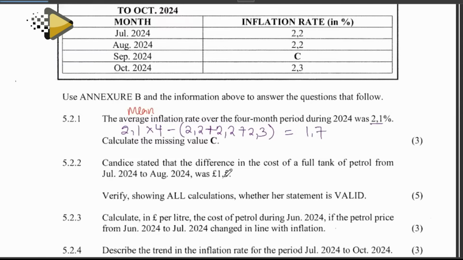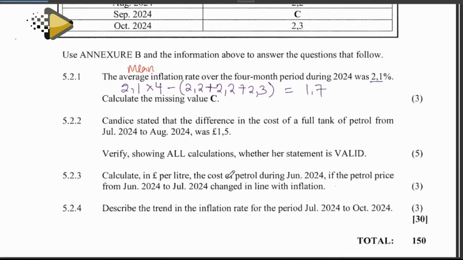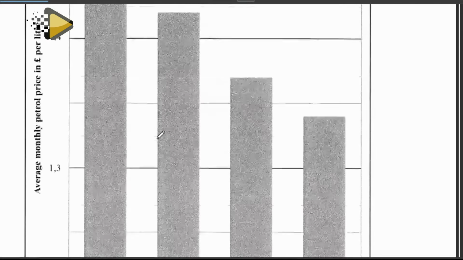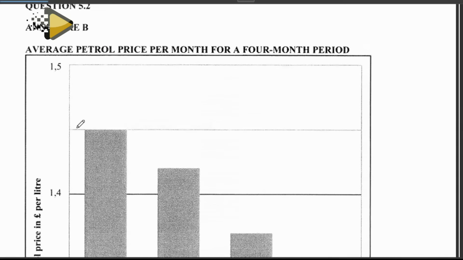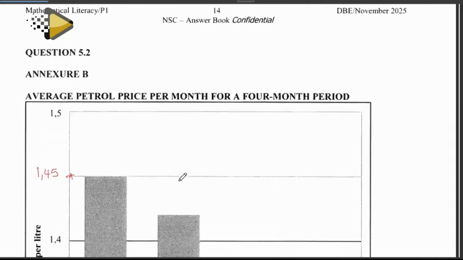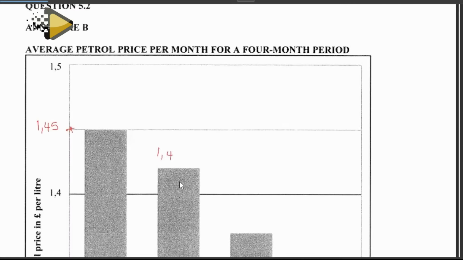Okay. Cassidy stated that there is a difference in the cost of a full tank of petrol from July 2024 to August. So let's look at the full tank now. This is cost per liter. Approximately, this could be 1.45 where it is. And when you come here, August, this could be 1.4 to 5. I believe it's a quarter, it's half of that.